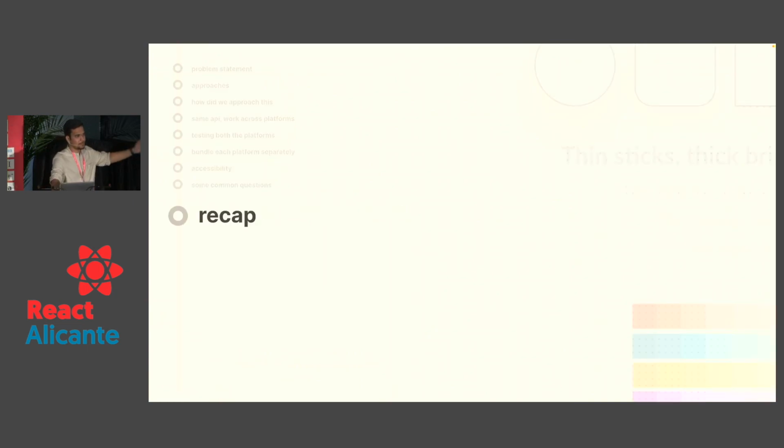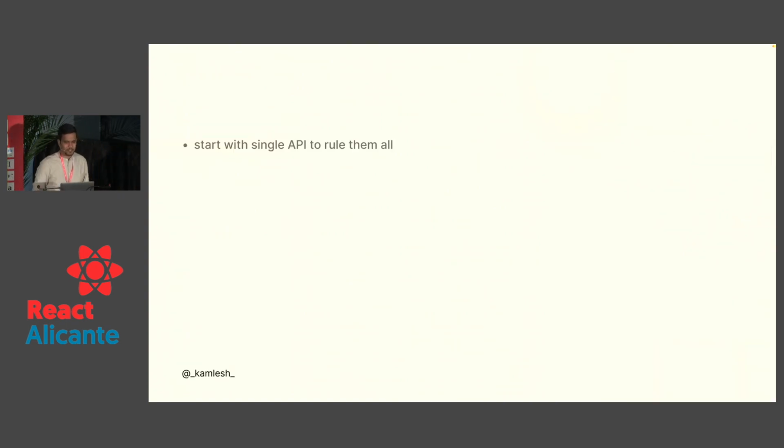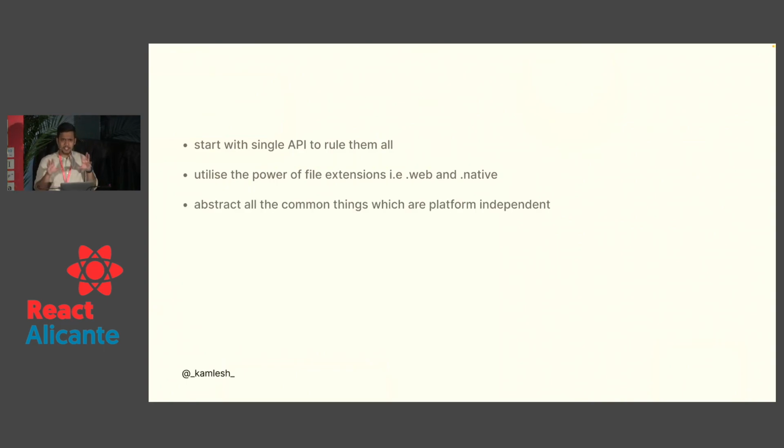So let's do a quick recap of what I just spoke. We started with a single API to rule them all. Why should it be different? If I'm defining a text component on web and native, it shouldn't be different, because the properties of the API should be the same, since it's being built for a single brand. We utilized the power of file extensions, that is .web and .native. We abstracted all the common things which are platform independent. For example, our style function, we put it in getTextStyles in a different file, and then we just call that function in both the platform dependent files.